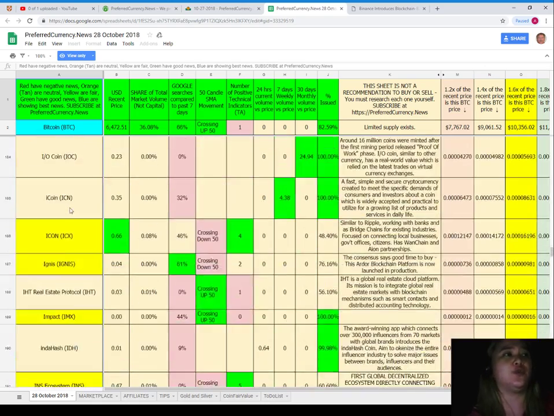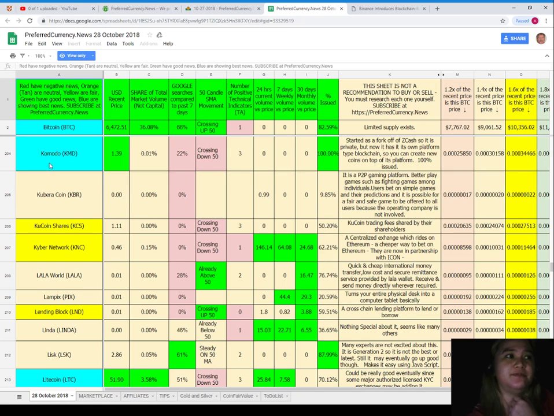Now, for example, you invested in Komodo. For Komodo, on October 28, 2018, the USD recent price is 1.39. Share of total market volume, that's not capital, 0.01. Google searches compared to the past 7 days, 22%. The 50 candle SMA movement is crossing down 50. Number of positive technical indicators, 3. 24 hours current volume versus price, 0. 7 days weekly volume versus price, none. 30 days monthly volume versus price, 0. And percent issued is 100%.